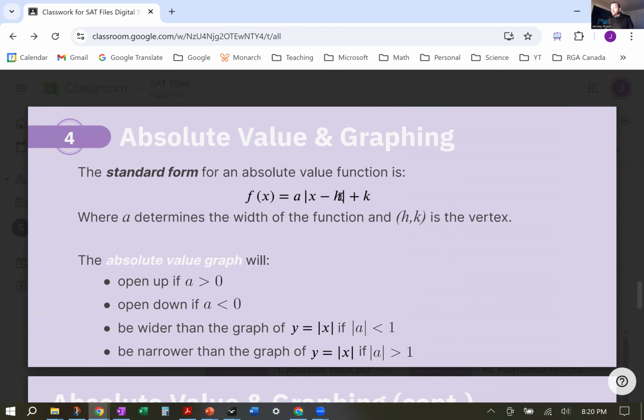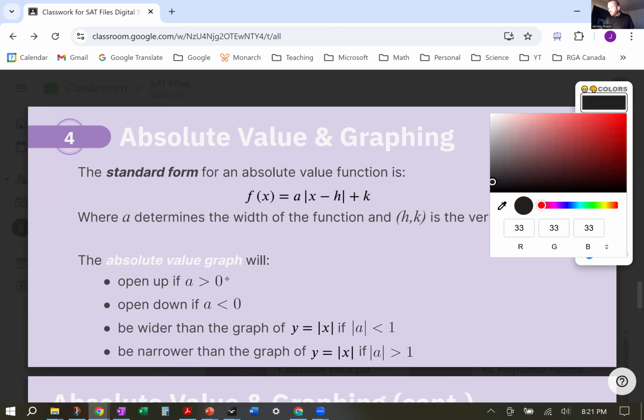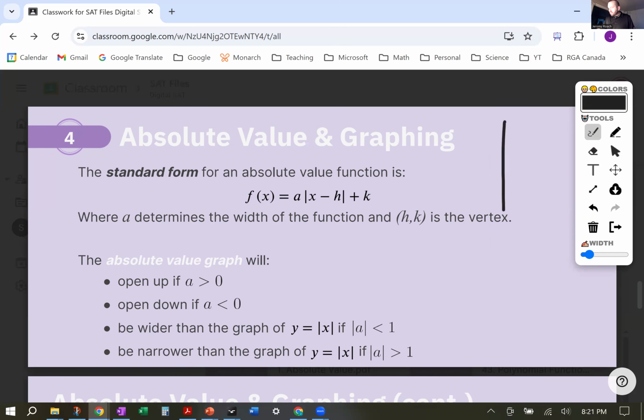HK is the vertex. So if we have something like x minus 2 in here, the x coordinate is going to be 2 for h. So it's always the opposite sign inside the absolute value and the same sign outside for k for the vertex. If this outside number is positive, that's what this means here, a is greater than 0, then our absolute value function opens up. And that looks like this. We have a graph, and our absolute value is going to open up like that.